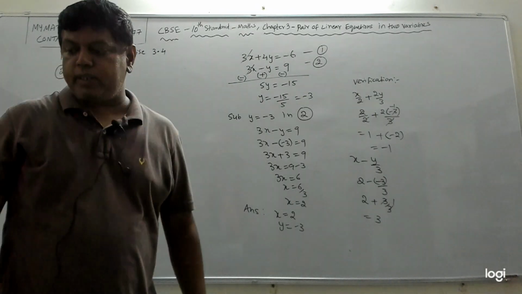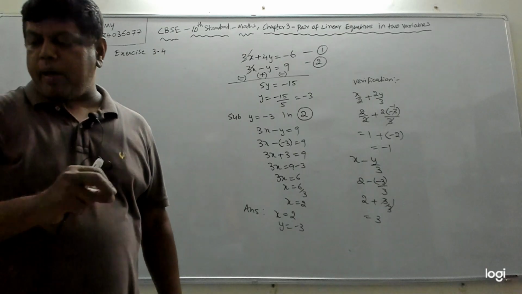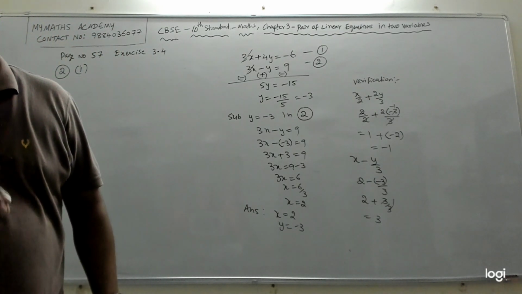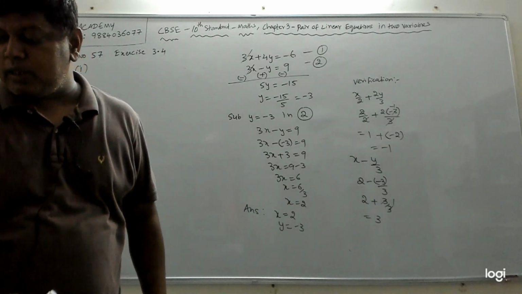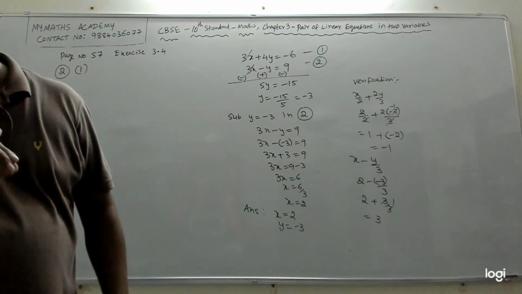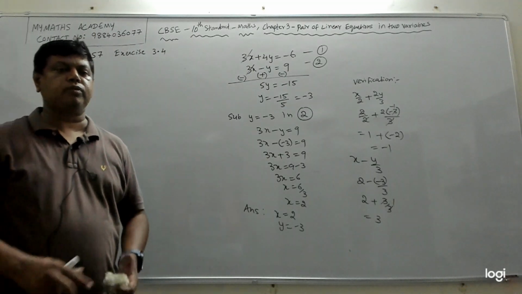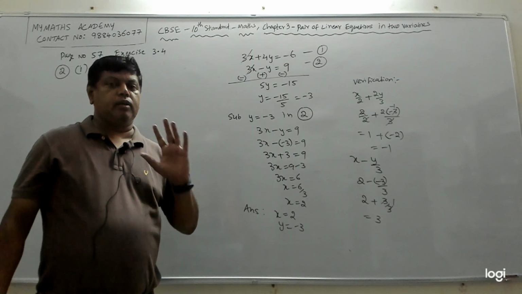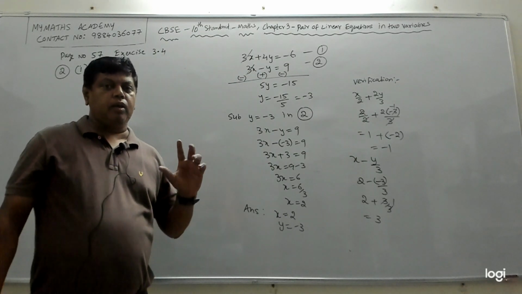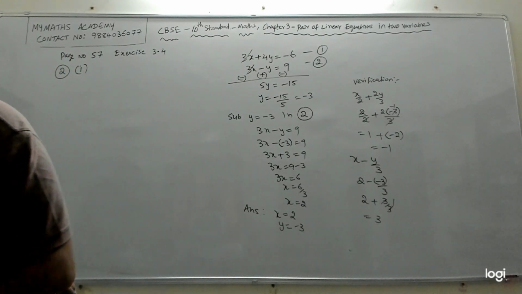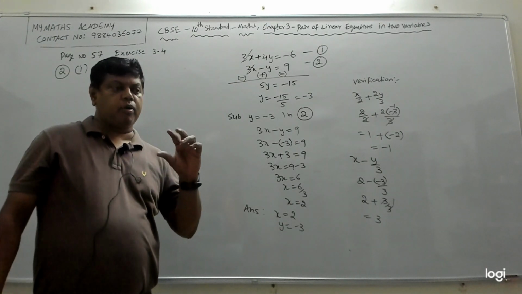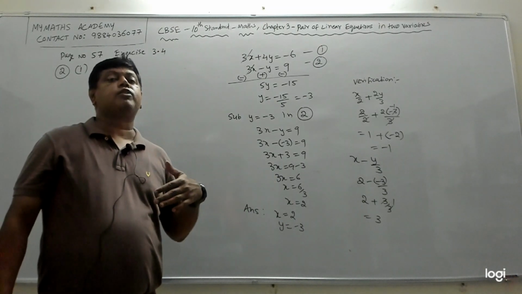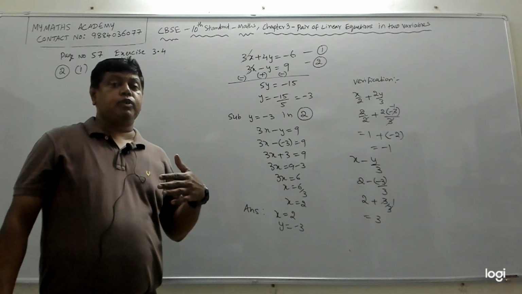So what is the question? They say form the pair of linear equations in the following problems and find their solutions if they exist by the elimination method. So which means this has 3 steps. First, we have to form the linear equations by converting the word problems. By reading the word problems, we need to convert that into linear equations. Then we need to check whether they have a solution or not, which means we should compare the ratios.